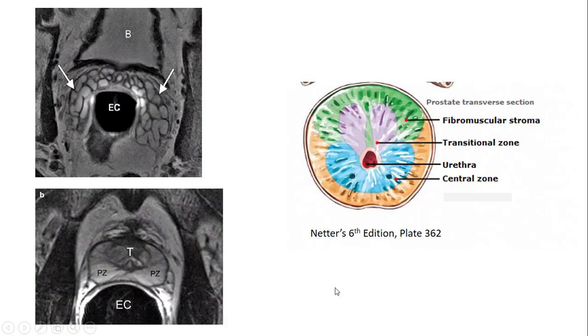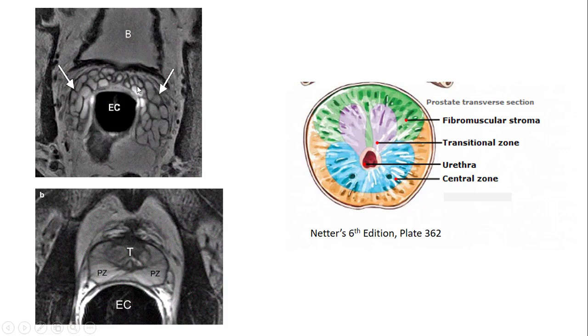Here are a couple of MRI scans that will help to correlate the drawings that you see in Netter's to images that you're actually seeing on MRI scans. They're not exactly the same level as the drawing, but you'll start to get an idea of what you're seeing on different axial images, and we'll see some coronal and sagittal in just a little bit. So on this first image up here, this is the bladder at the top labeled with a B, and the rectum is here, and they label it EC for endorectal coil. An endorectal coil is actually placed inside the rectum, and that gives you the brighter signal here, just posterior to the prostate.